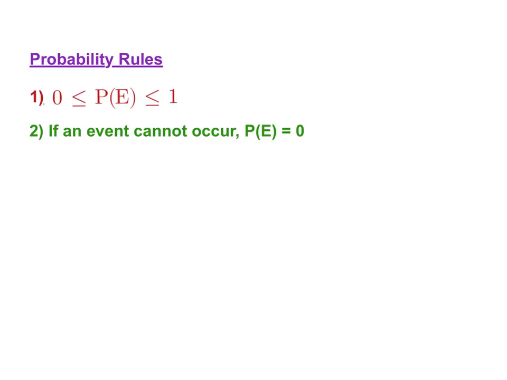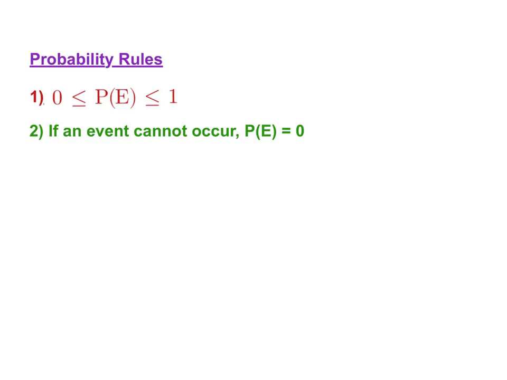The probability of some event occurring has to be between, inclusively, 0 and 1. If the probability equaled 0, what would that actually mean? No chance of it happening, right? So if an event cannot occur, the probability of that event equals 0. There's no chance, no way it could ever happen.